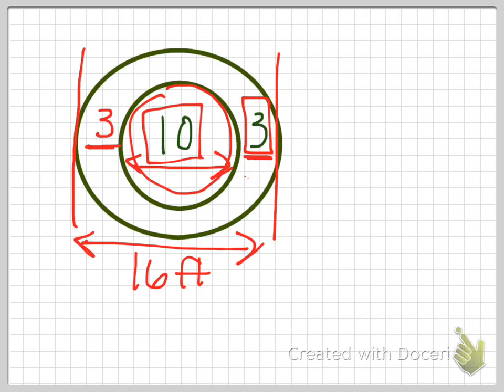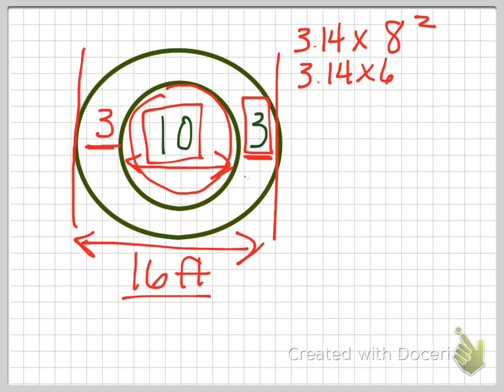So to find our total area, we would say pi, 3.14, times radius. If radius is half the diameter, that means our radius is 8. Half of 16 is 8. And we'll square that. 3.14 times 64, which is 8 squared. 8 times 8 is 64. That gives us a total of 200.96.